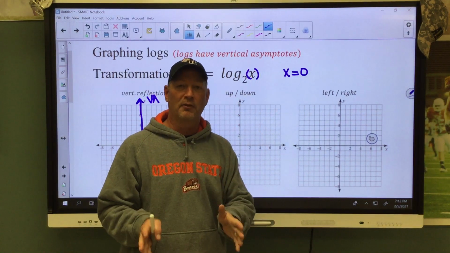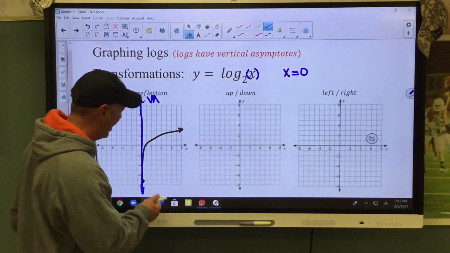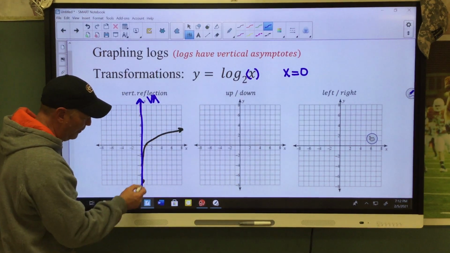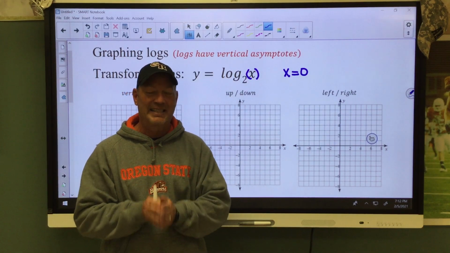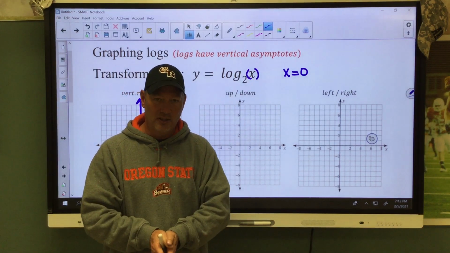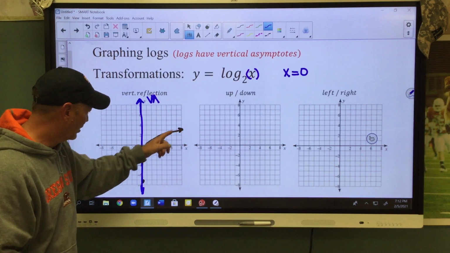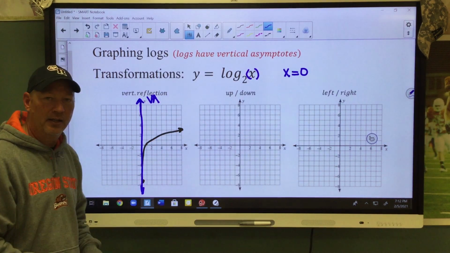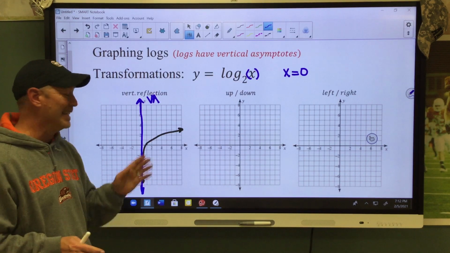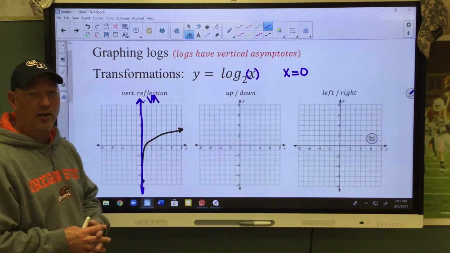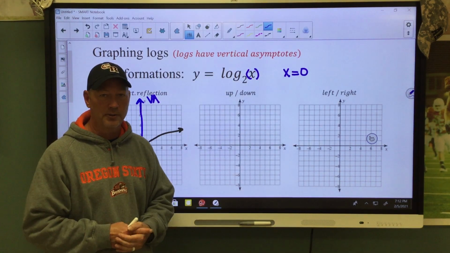Now here's the rule about the vertical asymptote. My graph, which is this black line, is not allowed to ever touch it. It does not touch it. Okay? It'll come as close as it can mathematically, but it will never ever make contact with this. And remember that. It does not ever touch the vertical asymptote. Your graph can't do it.